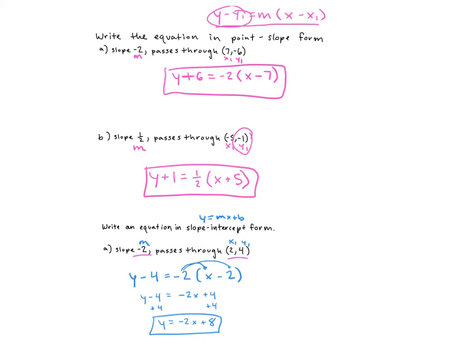So on your quiz, you will see one like this, where you just plug in your slope and your point and leave it in point slope form. And you will see one like this, where you have to change it to slope-intercept form. Ready for the last page?